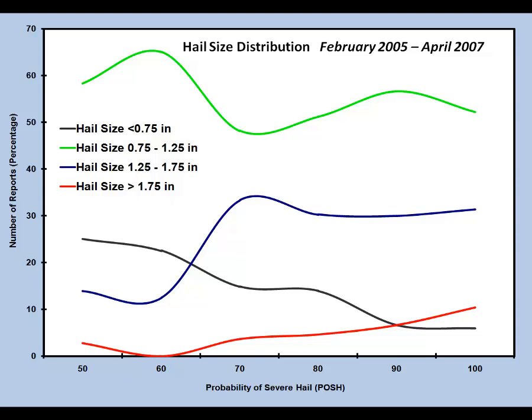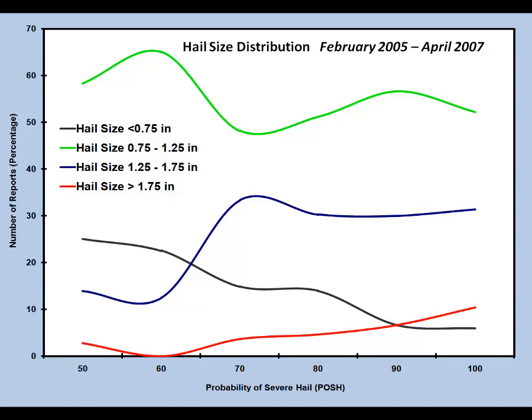However, when you have the red, which is the bottom line there, which is greater than golf ball size, it's very unlikely that something that size is going to be in the 50, 60, or 70 POSH. It looks like it starts really increasing once it gets to 80, 90, and especially 100 there. Same thing for the moderate size hail, the 1.25 to 1.75. Once you get above a 60 POSH, it really increases significantly. So we're fairly confident that once you get above, say, a 70 POSH, you're probably looking at severe hail in a lot of cases.